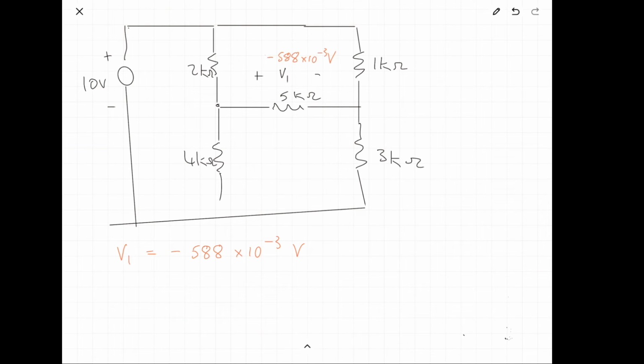And if we were just doing further calculations around the circuit, it might make our life a little bit easier if we were to swap those around and write 588 times 10 to the minus 3 as a positive. And that's it. We've successfully measured and recorded our voltage value, including polarity.